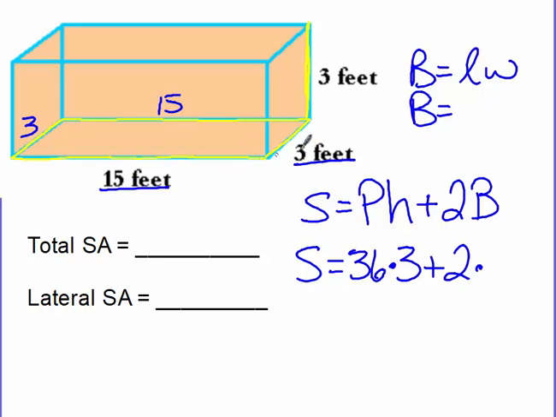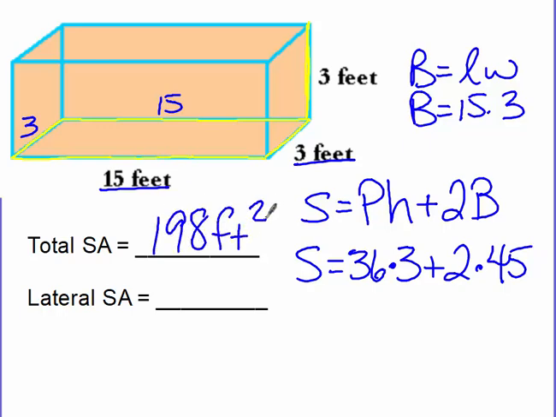When we added the 15 and the 3 and then doubled it, well, now we just take the 15 and the 3 and we multiply those together. So 15 times 3 gives us 45. Now all we have to do is type that into the calculator. So 36 times 3 plus 2 times 45, and you get a total surface area of 198 feet squared. And because we're finding an area, our label is going to be squared.